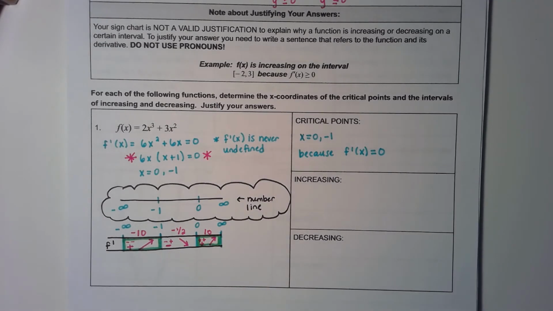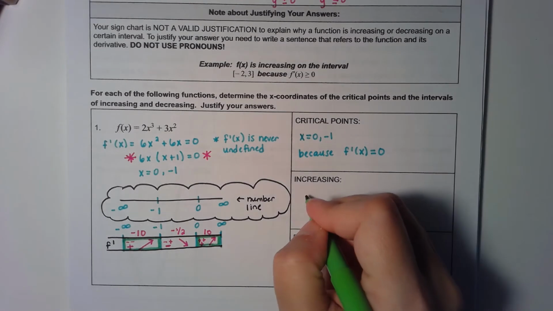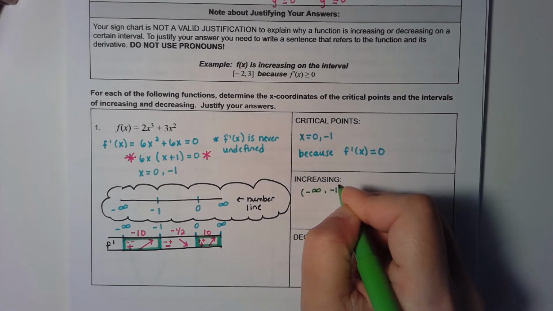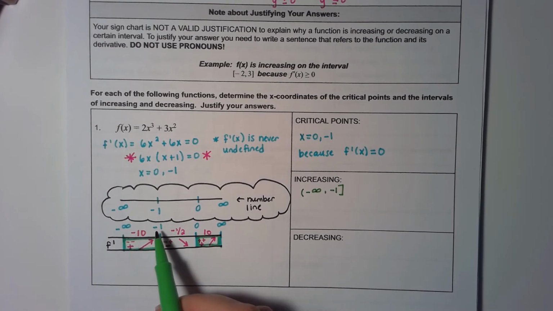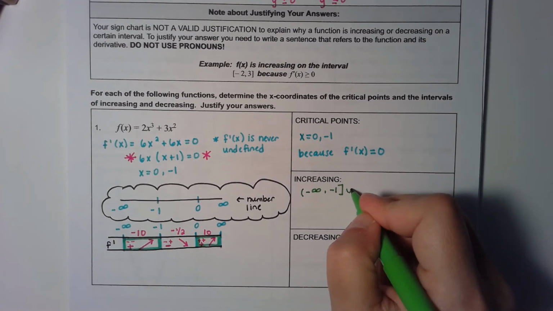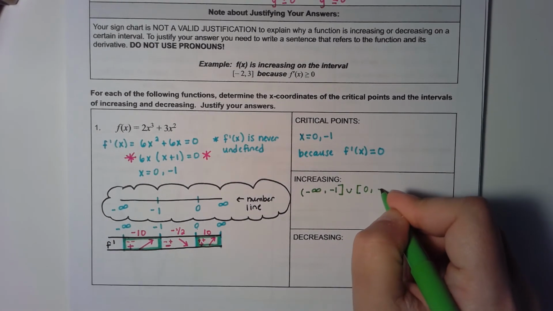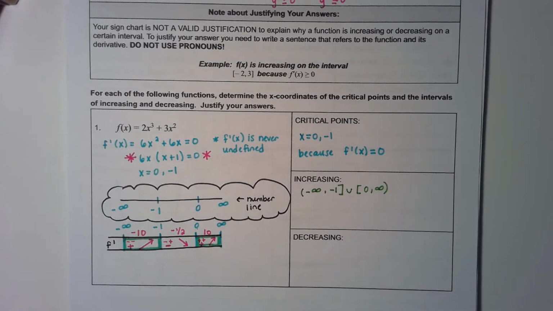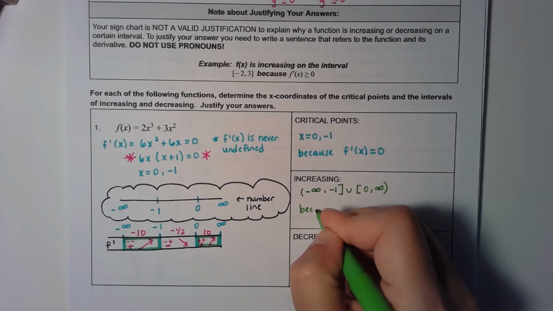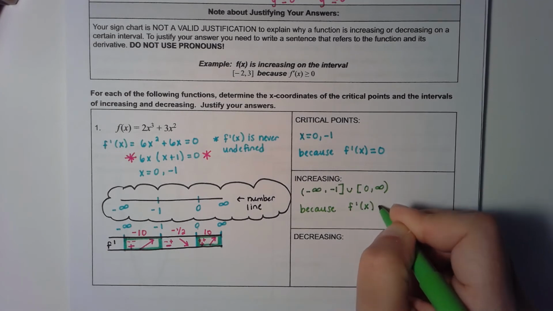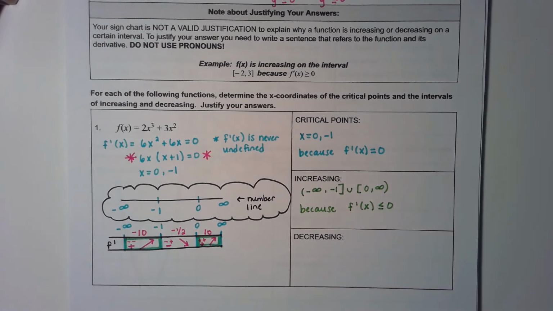And we can tell that because we got positive numbers when we evaluated the sign of our derivative using our chart. So we would say that the first interval goes from negative infinity to negative 1 because those were the x values from the number line. And the second interval goes from 0 to infinity. Now, if we want to list our reason here, we would say because f prime of x is less than or equal to 0.